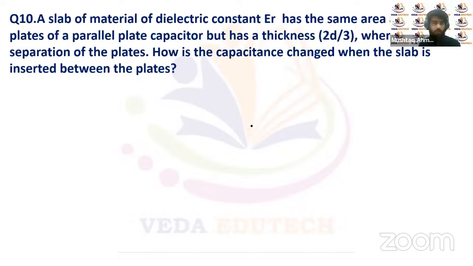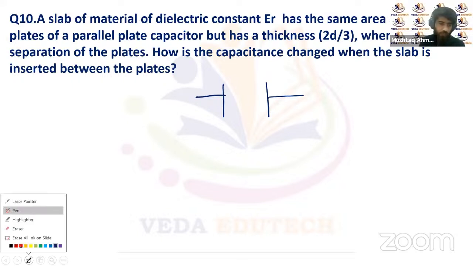Now discussing question number 10. The question says that a slab of material of dielectric constant epsilon r has the same area as the plates of a parallel plate capacitor, but has thickness 2d over 3, where d is the separation of the plates. How is the capacitance changed when the slab is introduced between the plates? It's a very good question, a very important question that's frequently asked in your exams, right?